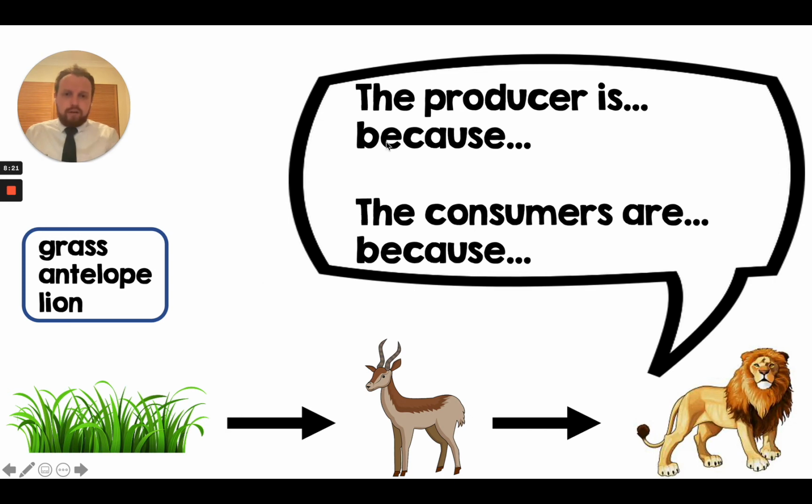Okay, now up here, you've got some sentence stems. The producer is something because, the consumers are something because. Your job is to use those sentence stems to explain, first of all, what are the producers in this food chain and what are the consumers. Okay, so hit pause now. Use those sentence stems to explain the producers and the consumers in this food chain. Hit pause, please.